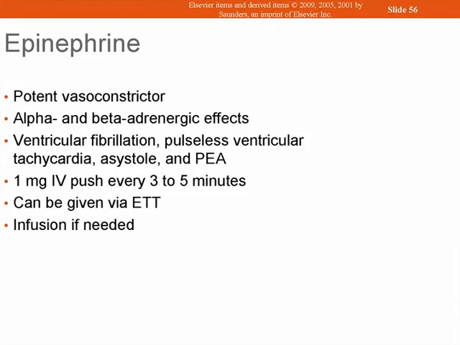Epinephrine is a potent vasoconstrictor. It has both alpha and beta adrenergic effects. It is used for ventricular fibrillation, pulseless VTAC, asystole, and PEA. You can give 1 milligram IV push every 3 to 5 minutes. It is one of the medications that can be given by ET tube, and epinephrine can be done by continuous IV infusion if needed.